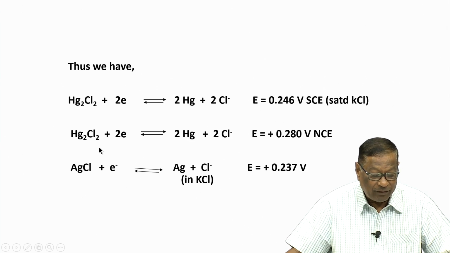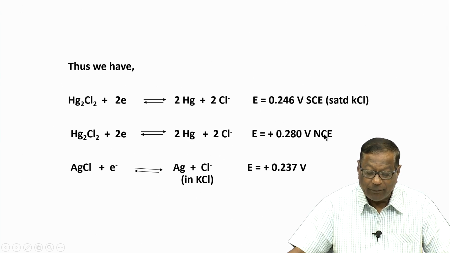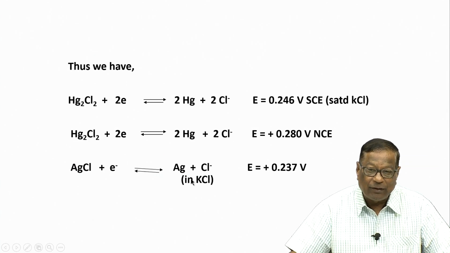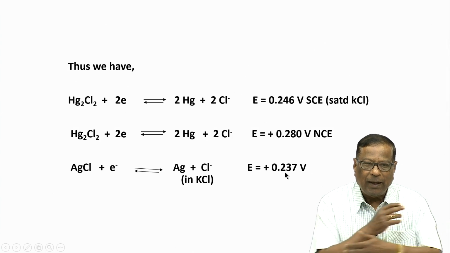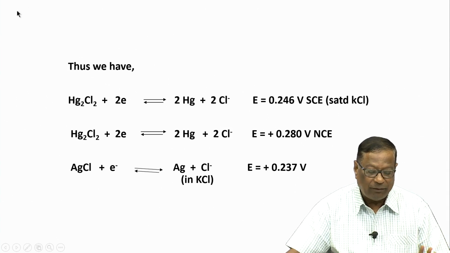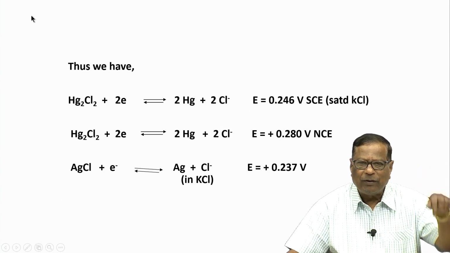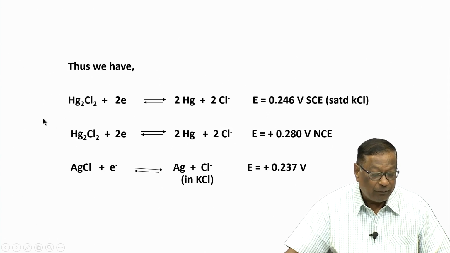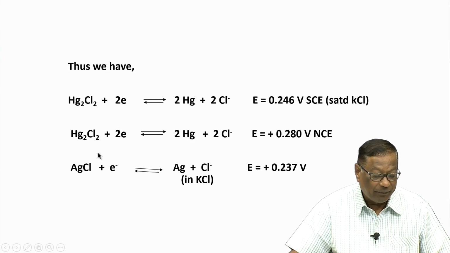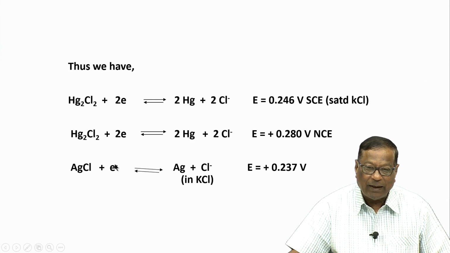Okay. So, Hg2Cl2 plus 2e will also give me 0.280 versus NC, national standard. AgCl also will give me 0.237 in KCl solution, 1 molar KCl solution, it gives me 0.237. Again it is a sparingly soluble salt of the second type, and it gives me a reproducible value every time I put silver chloride in a solution and put a silver wire. So, the first type is known as standard calomel electrode, and this is silver chloride electrode.